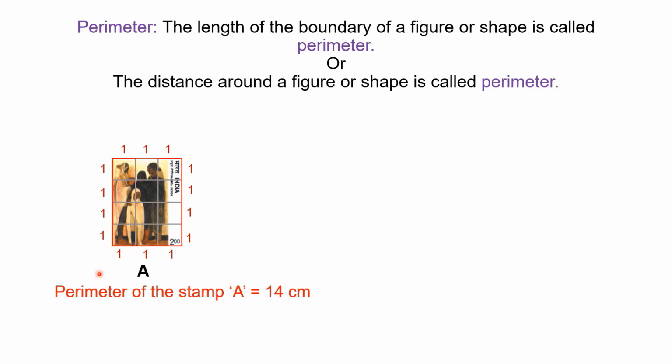In the same way, let us find out the perimeter of stamp B. This stamp is also divided into some squares. The side of each square is 1 centimeter. Let us move along the boundary of this stamp.